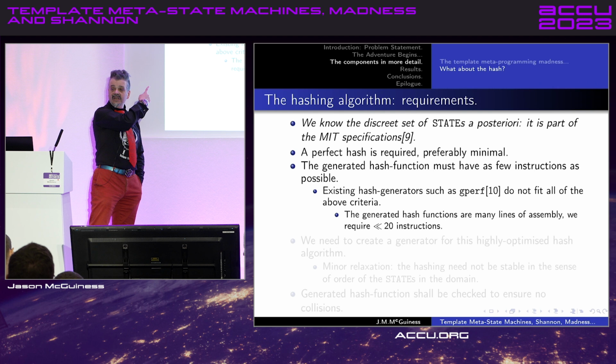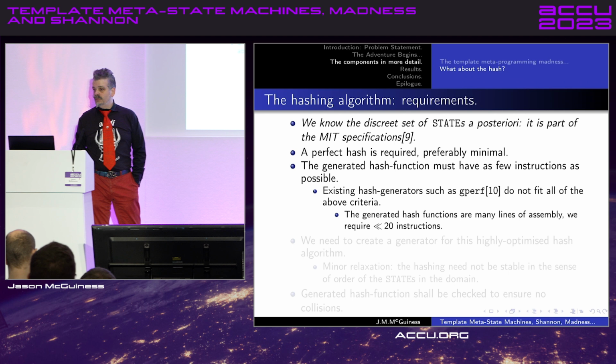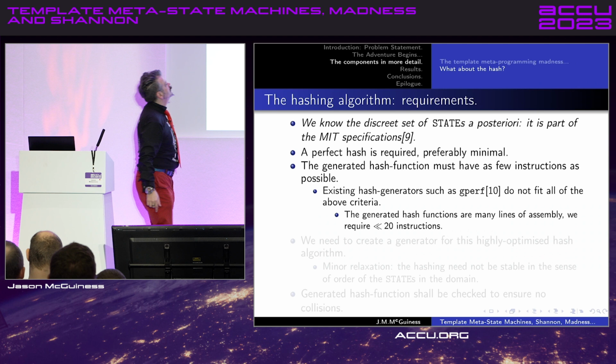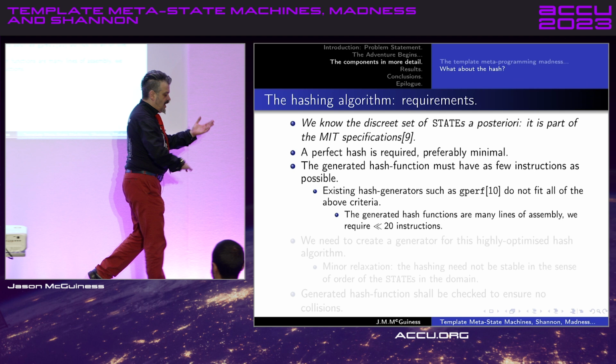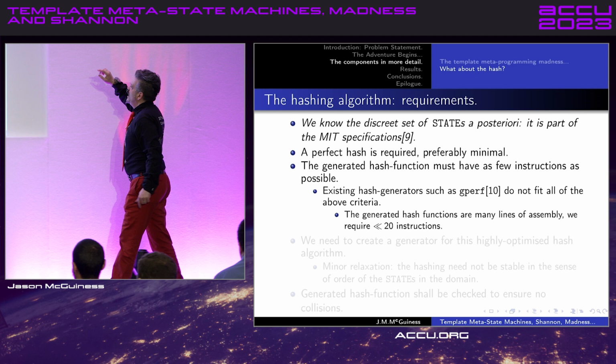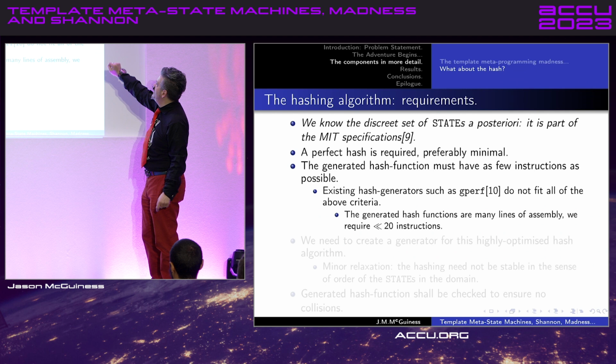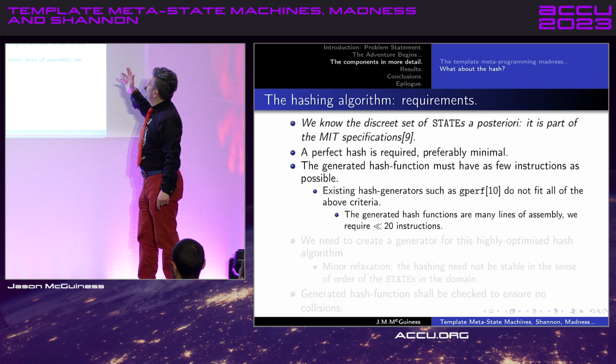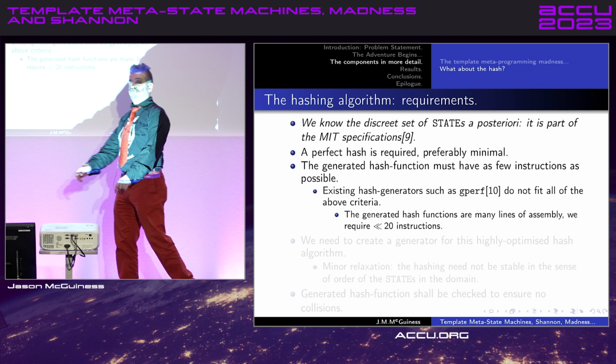This is very, very important. If it was a priori, this would not work. Okay. That means the states: we've got new order, we've got client heartbeat, we've got server heartbeat, we've got execution response. Those states are known. We want to hash them, preferably minimally. Must be perfect. We want as few instructions in that hash function as possible. Remember, we've got to beat 20 clock cycles.